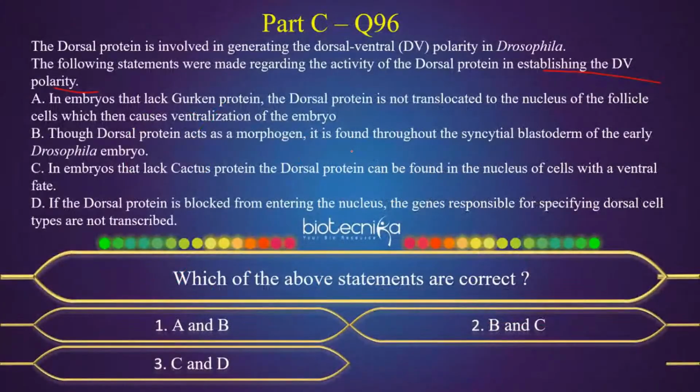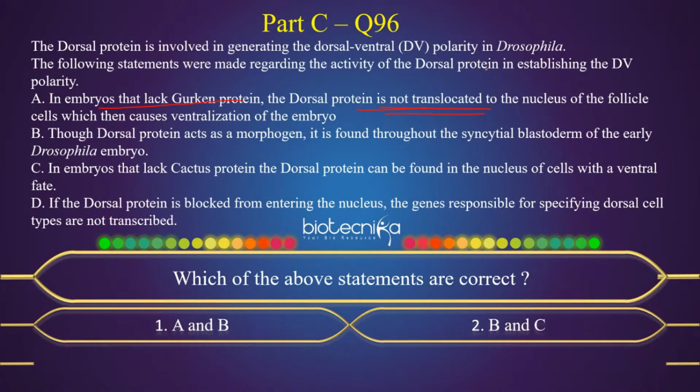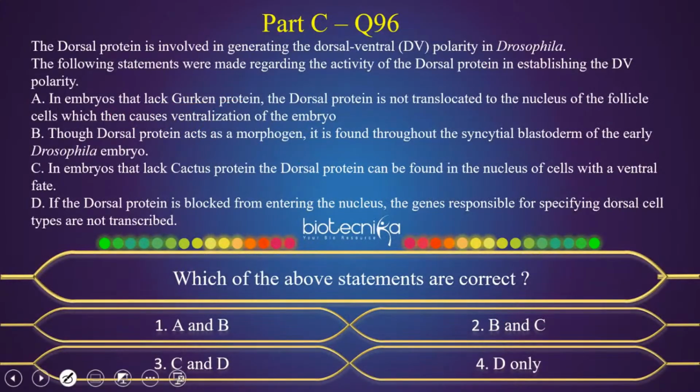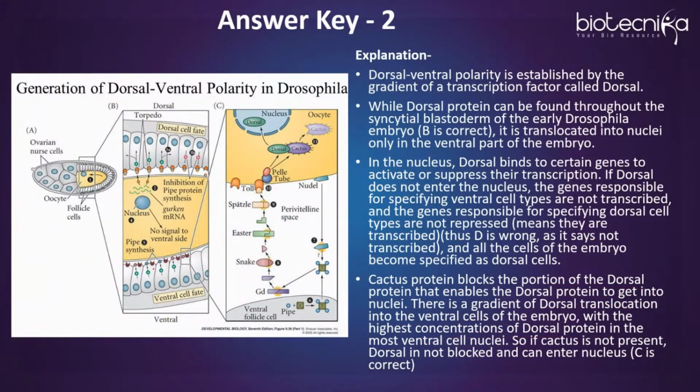Now let's see if we can answer this question. In embryos that lack gherkin protein, the dorsal protein is not translocated. Okay, that was the first statement. Sorry, yeah. So in embryos that lack gherkin, I did not mention to you how the pipe protein is synthesized. Pipe protein is synthesized in the ventral side because there is no gherkin mRNA. And why is pipe protein inhibited in the dorsal side? Because there is gherkin mRNA.